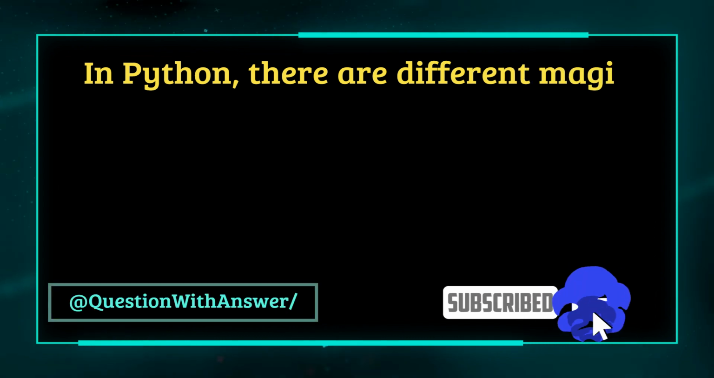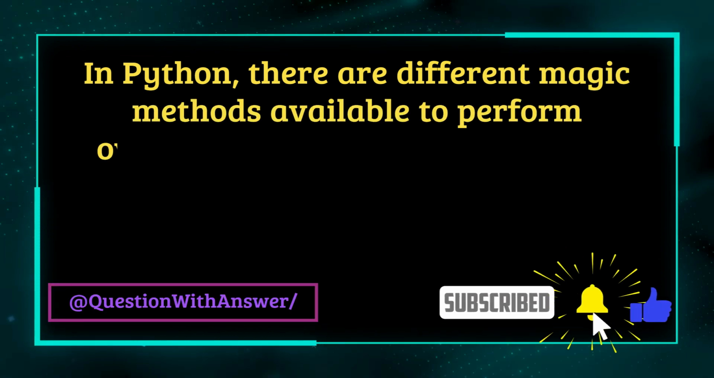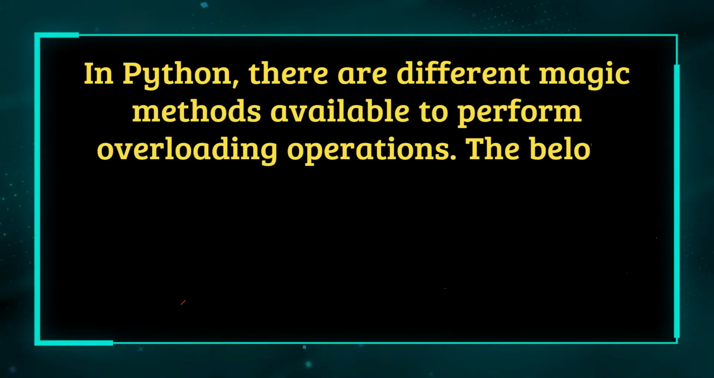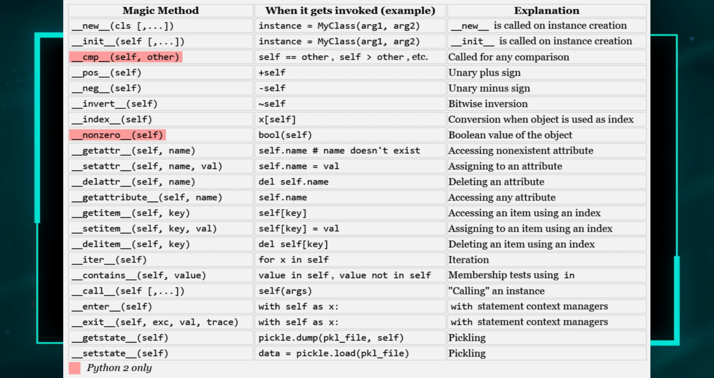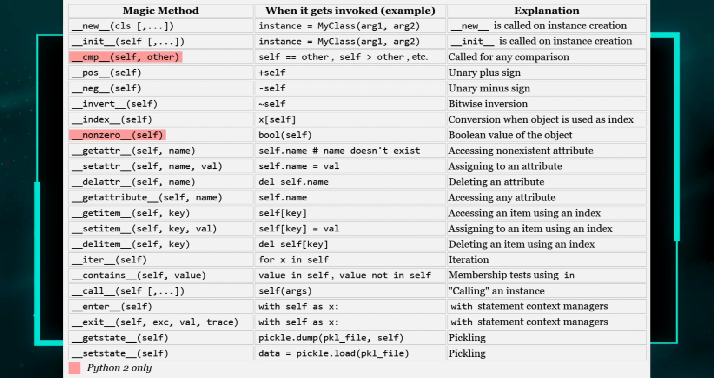Magic methods in Python. In Python, there are different magic methods available to perform overloading operations. The below table shows the magic method names to overload the mathematical operators, assignment operators, and relational operators in Python.